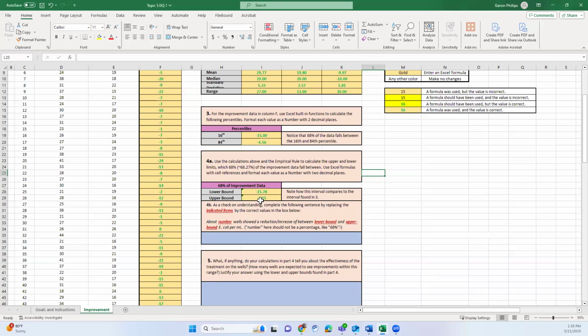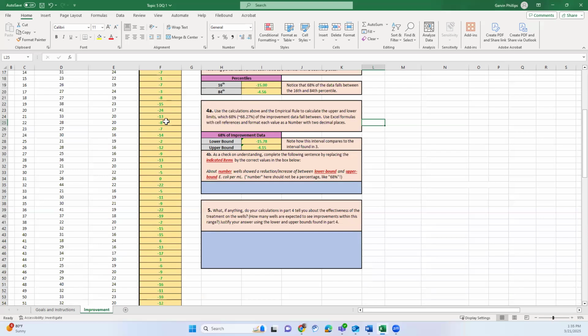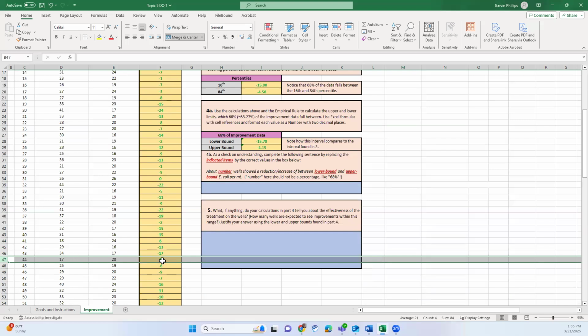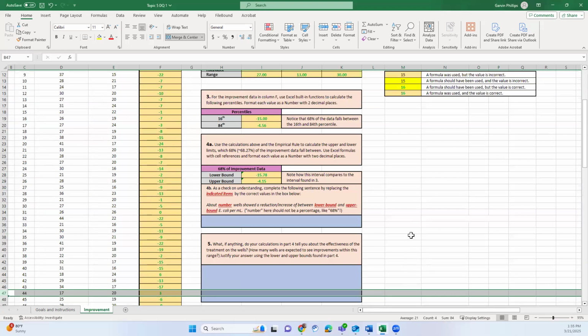Does it mean every well got cleaned up? No, no. Some of these might be positive. They certainly could be. Here we go. I just lucked into finding one. This well right here is positive. It got worse. But we know that 68% of the wells improved. So a couple of things happen here. We say 68%, but this is really 68.27. That's fine. You could either do 68 or you could do the 68.27.